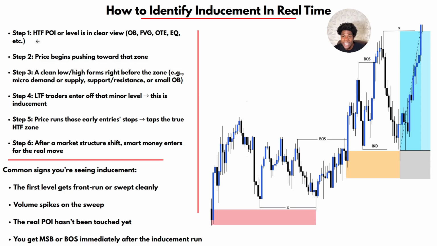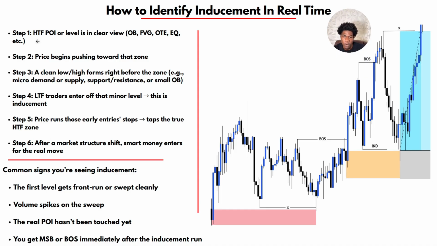Number 2 is price begins pushing toward that zone. So that's the second step right here. Once price starts pushing toward your zone, that right there is going to start forming the inducement. And then step 3 is a clean low or high forms right before the zone. For example, you're either going to see a micro demand or supply, or a support and resistance level, or just a small order block, right? That may look like the real move, but in reality, that's our inducement.